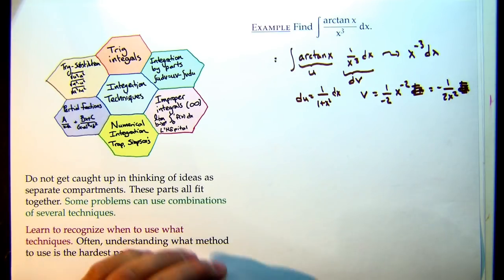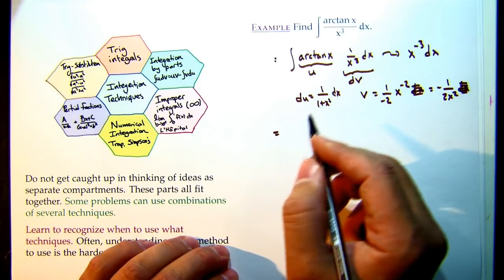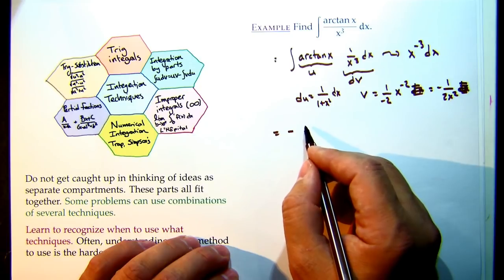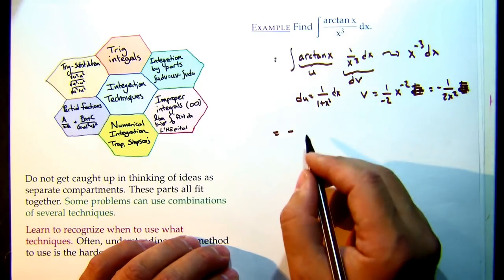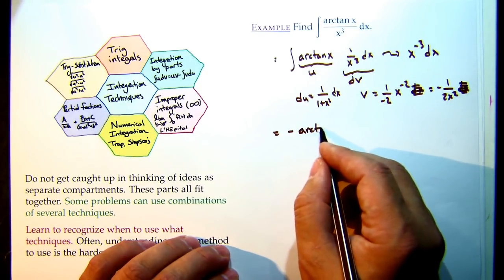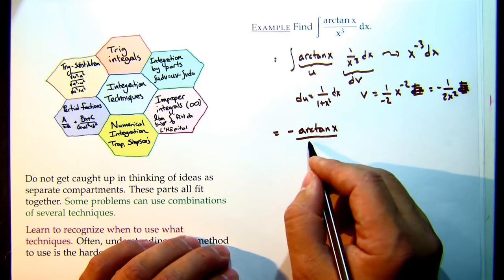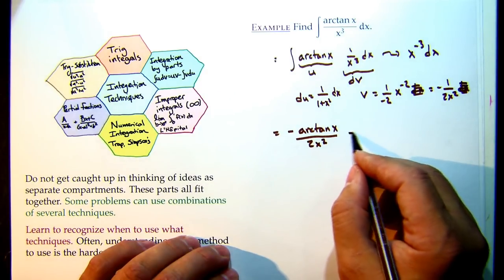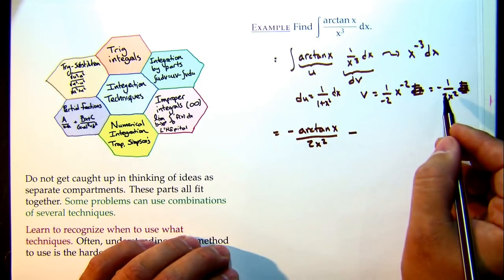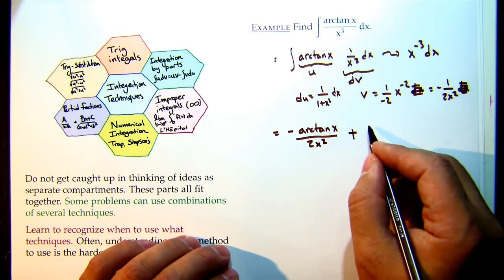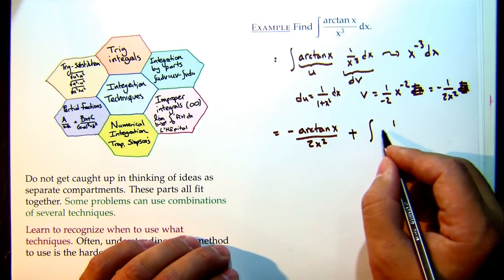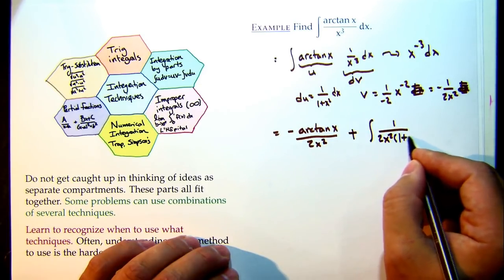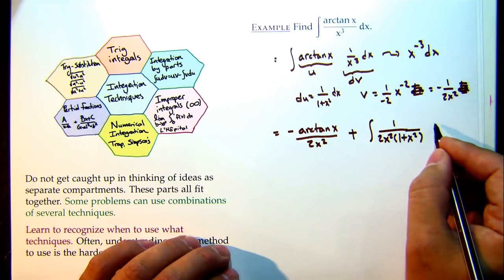All right. Now, integration by parts says you can have u, v. So minus 1 times arctangent, so I'll write this as minus arctangent x divided by 2x squared. Good. Then minus the integral of v du. Now there's already a minus there, so minus minus makes plus. The integral of 1 over 2x squared times 1 plus x squared dx.